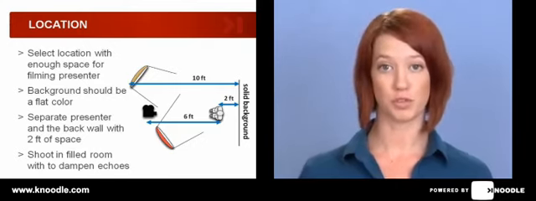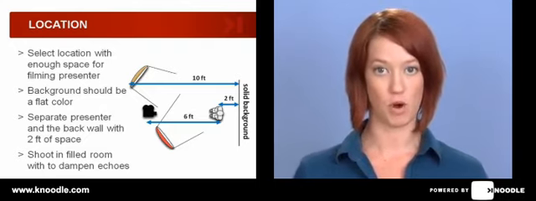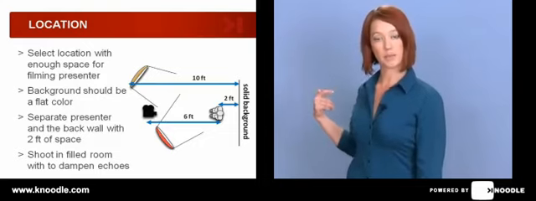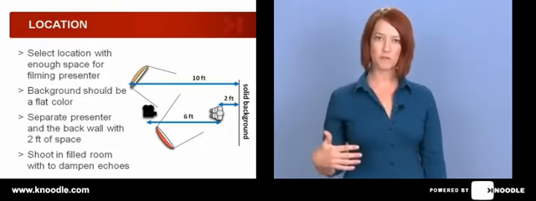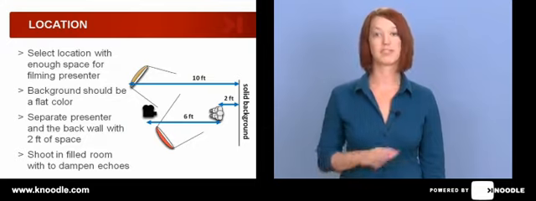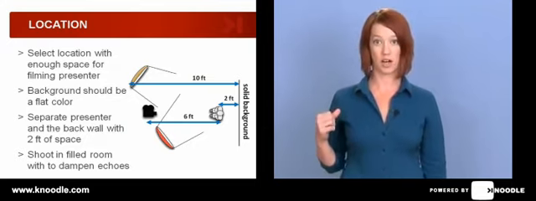There should be enough room so that the presenter is separated from the wall. So you don't want to have the subject right up against the wall. You want to have them about 2 feet at least away from the wall. This helps with shadows that cast on the wall as well.